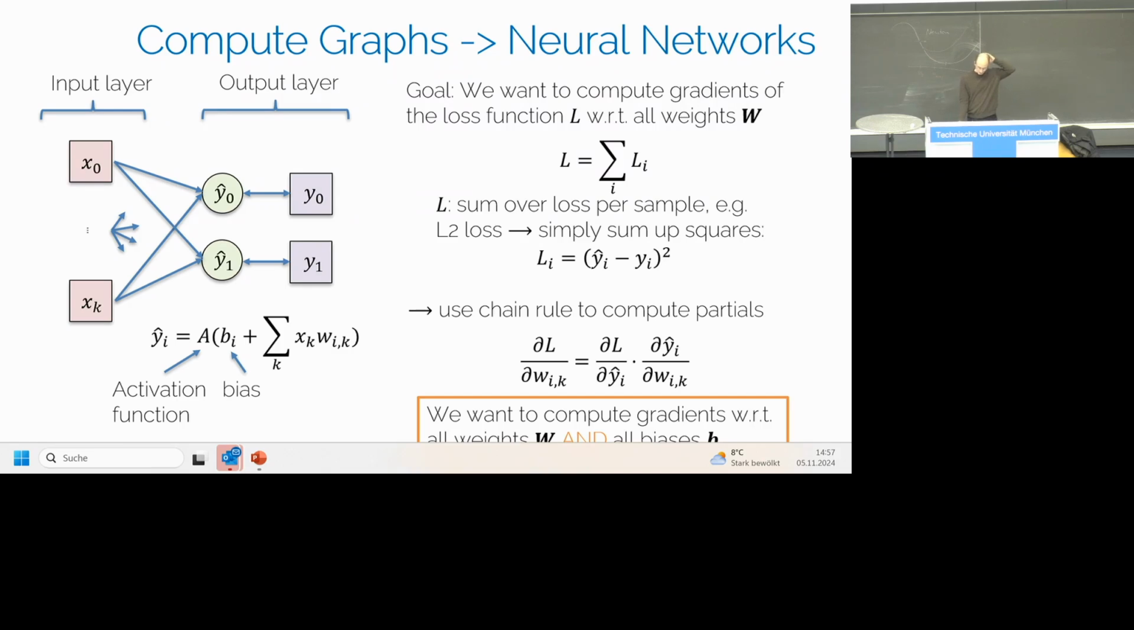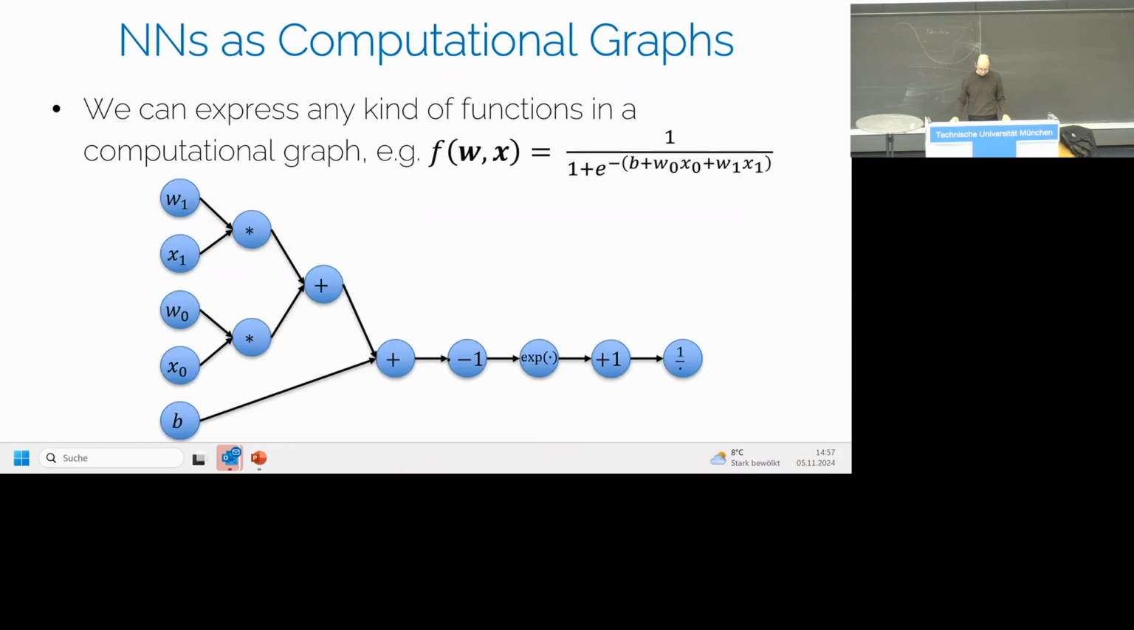But in practice, you would do this both for the weights and also for the biases, obviously, to optimize both the weights and the biases. And then this is what this could look like. So here we add this activation function, this one here, this sigmoidal one, right?